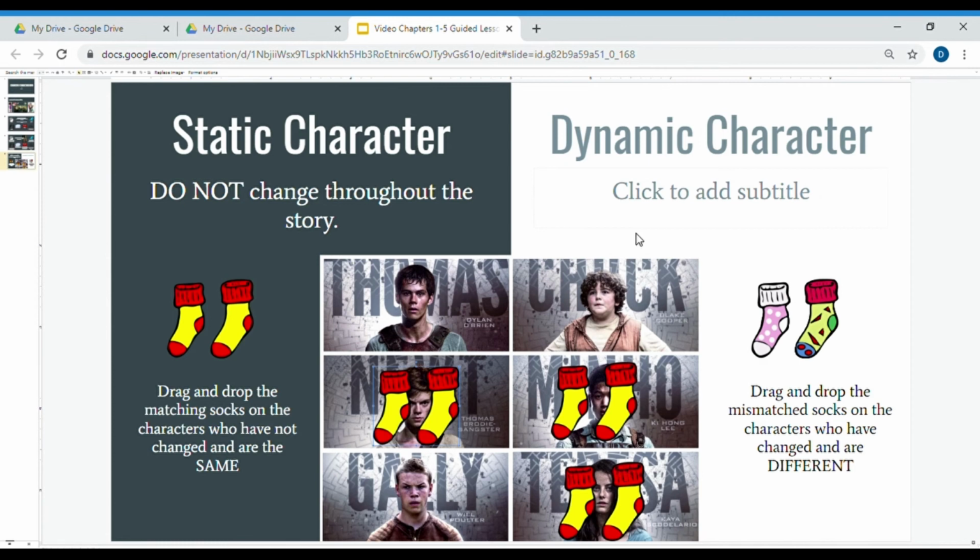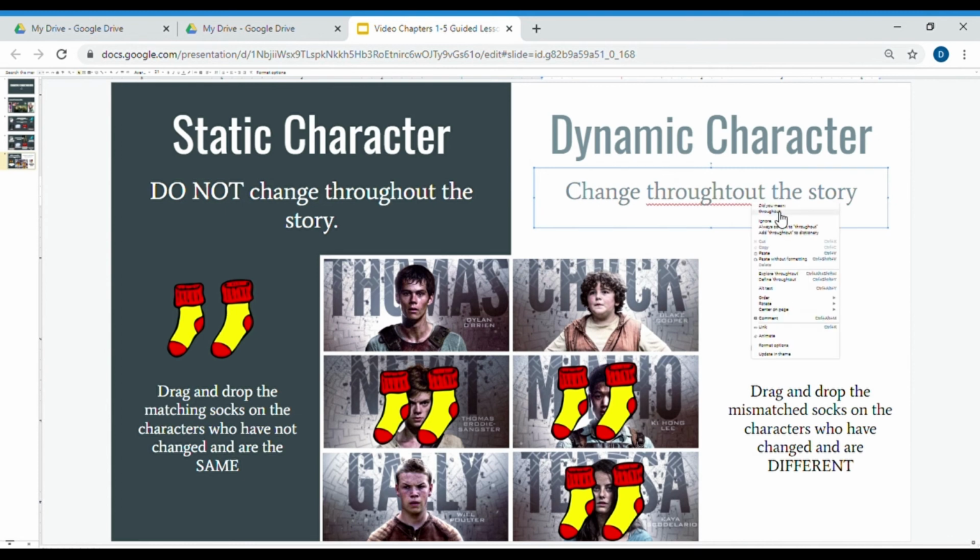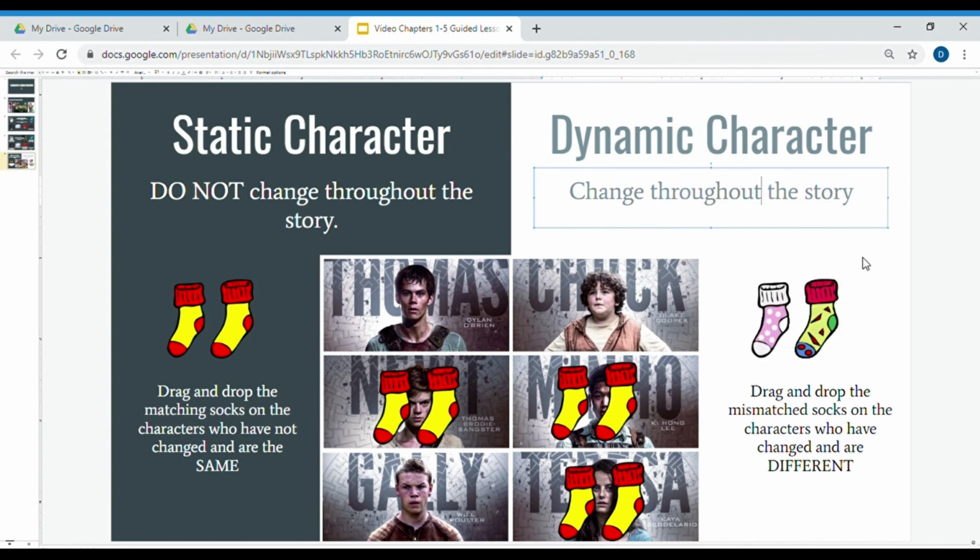Now on the other turn, we're going to talk about dynamic characters. A dynamic character is going to be the opposite of what a static character is. Those are characters that change throughout the story. Sometimes they change for the good, and sometimes they change for the bad. But here we're going to be using these mismatched socks that represent that these characters are changing, so they're different. We're going to drag and drop those on some characters that are dynamic.